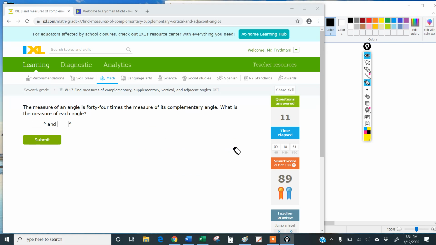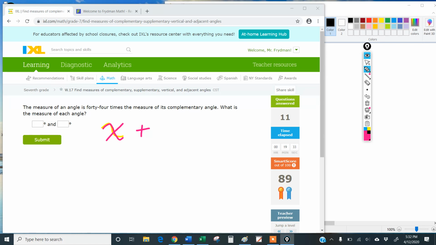The measure of an angle is 44 times the measure of its complementary angle. What is the measure of each angle? So we did questions like this before in another exercise, so we'll do it again. I know that, let's call one of the angles x.